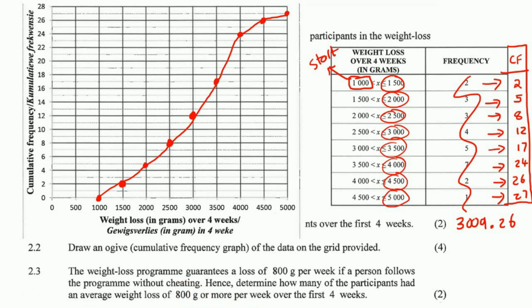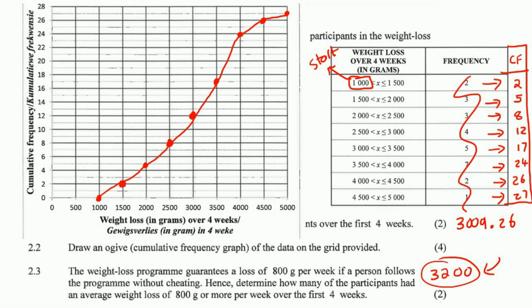Okay. So if you had to multiply this by 4 to see how much it would be over 4 weeks, it would be 3,200. So they want to know who lost 800 grams per week or more. So 3,200 over a 4-week period. So how many people did that or more?